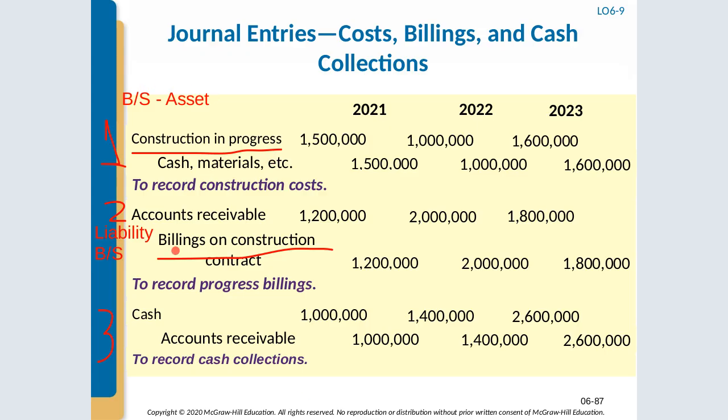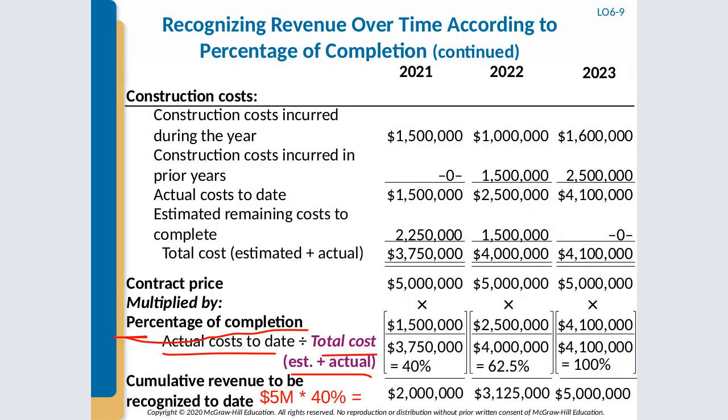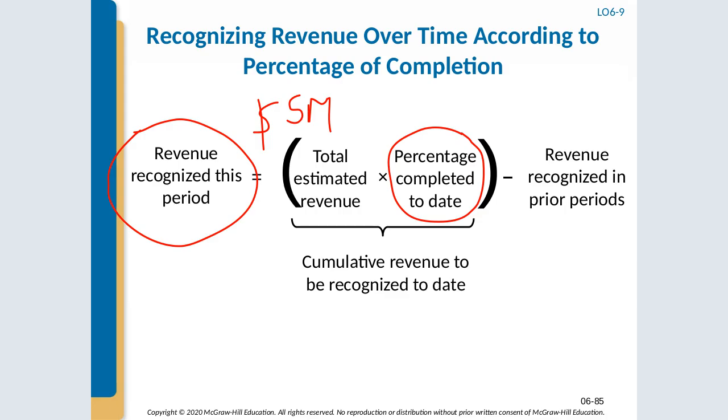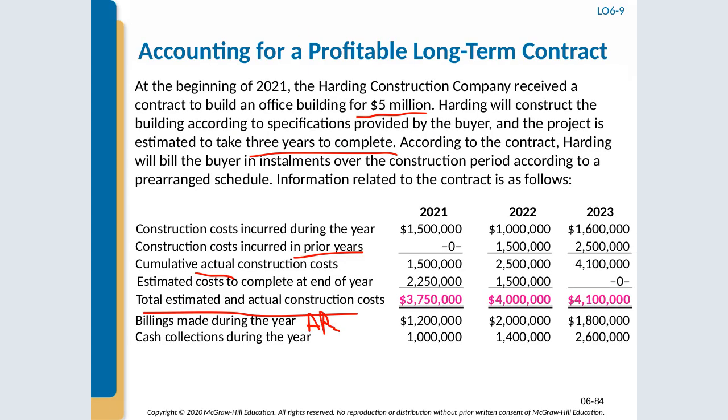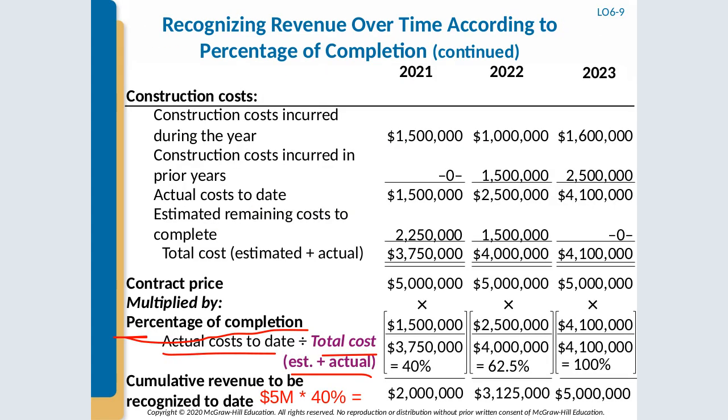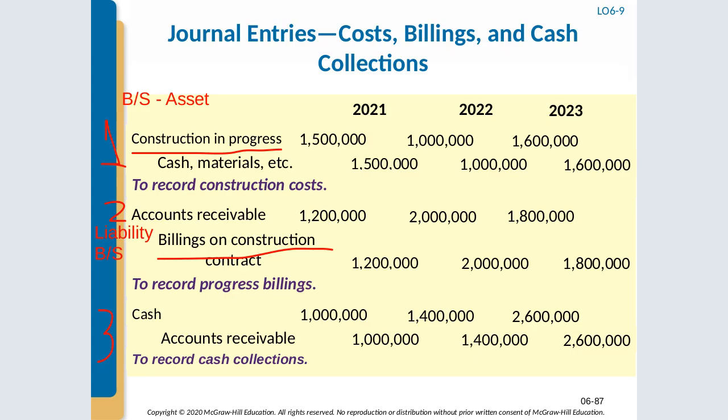Okay. Now we talked about the completion method. Upon completion method. So there's another method called upon completion. And usually the default method is percentage of completion. But if there's too much uncertainty as to the progression of this contract, the cost, the ability for the client to pay, and other considerations, then we can use upon completion.